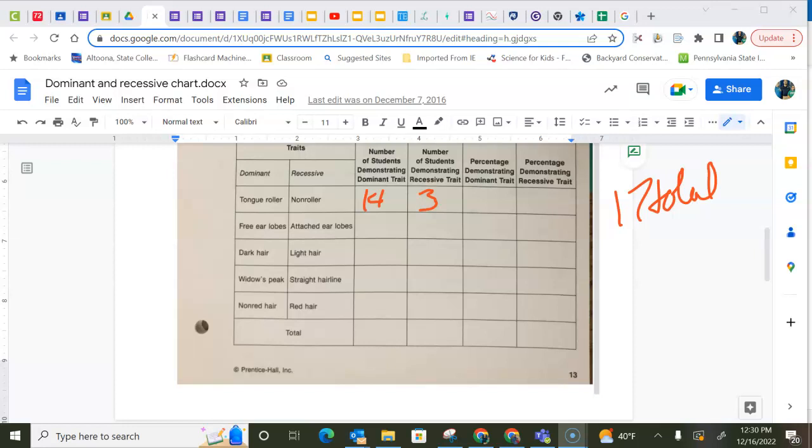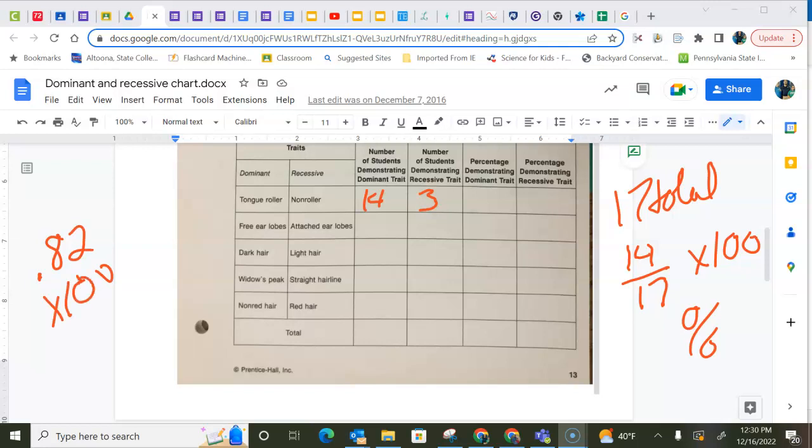To find the percent, you'll take 14, divide it by 17, and then multiply that whole thing by 100, and that will give you the percent. And when you do 14 divided by 17, you get 0.82, then you multiply that by 100, and your overall percent is 82%, which would go right here. And because each of these has to equal 100, that means that by far this has to be 18%.